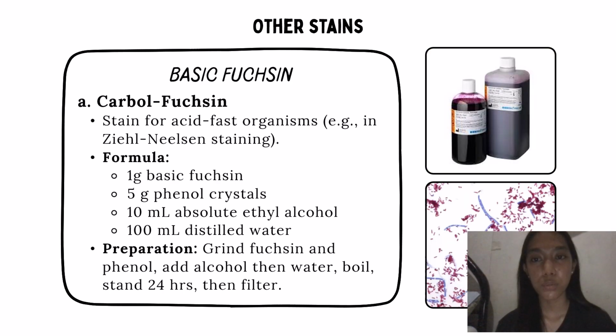Under basic fuchsin, we have carbol fuchsin, which is used in Ziehl-Neelsen staining to detect acid-fast organisms. It is prepared by dissolving 1 gram of basic fuchsin and 5 gram of phenol in absolute ethyl alcohol and water, followed by boiling and filtering.